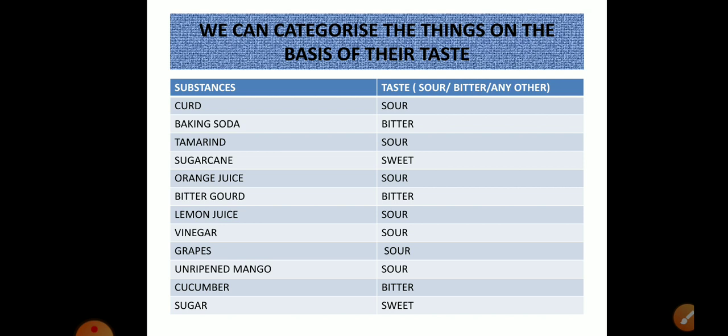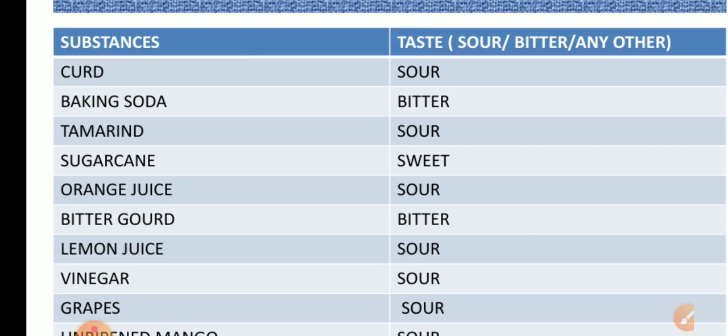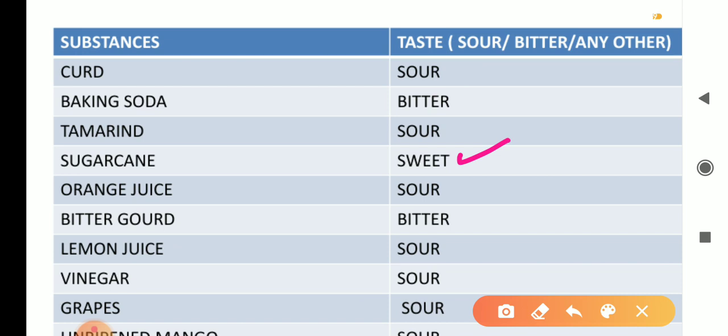Now, in this table, so many items, substances are given to you. See the taste. The first is curd. The taste of the curd is sour. Then baking soda is bitter. Tamarind is imli, it is sour in taste. Then sugarcane, we all know it is always sweet in taste. The next is orange juice, it is sour. Then bitter gourd, karela, it is always bitter. The next is lemon juice, sour in taste, then vinegar, grapes, these all are sour in taste.